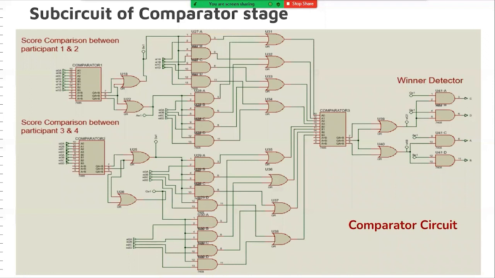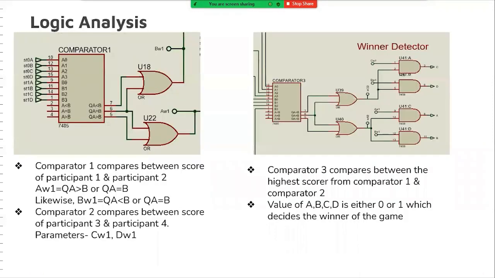Thank you, Mrinmoy. Here we can see the sub-circuit of the comparator stage consisting of 3 comparators and basic logic gates. In the left side picture, comparator 1 compares the score between participant 1 and participant 2. The output AW1 refers to A greater than B or A equals to B, while output BW1 refers to A less than B or A equals to B. Likewise, comparator 2 compares the score between participant 3 and 4, providing output parameters like CW1 and BW1.